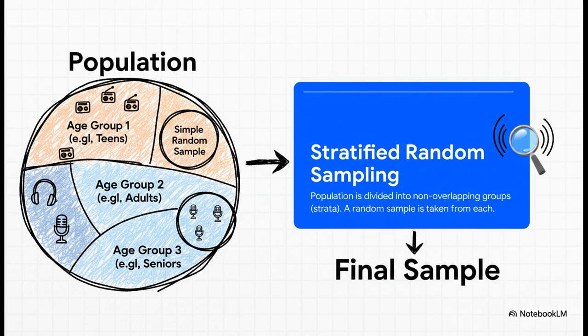So what do you do? You first slice up your population into these groups, which we call strata. Then, and this is the key part, you perform a simple random sample inside each group. This guarantees that your final sample will have the right proportions of people from each age bracket, which can make your estimate way more precise.